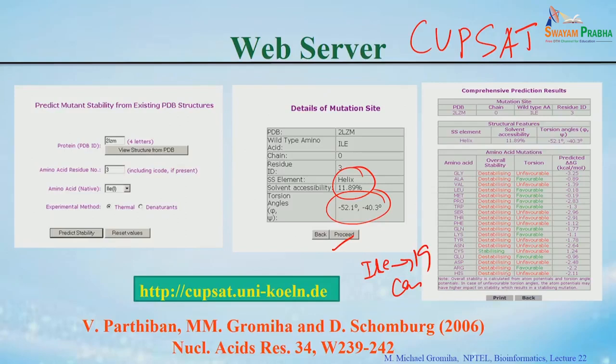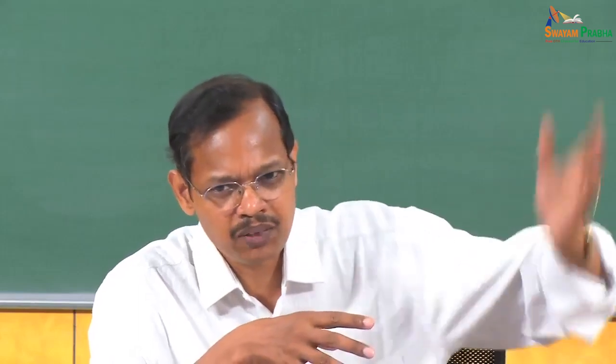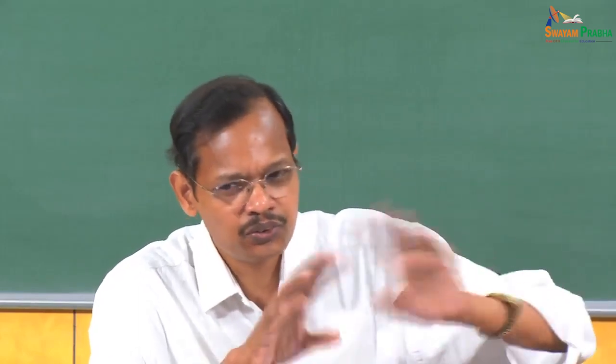And here the overall stability was stabilizing and destabilizing, torsions favorable, non-favorable. And you can see the predicted delta delta G. So, in one stretch you can get all the values for all the 19 mutations. This case requires the structure, because we need to calculate the distance potential and the torsion potentials. Based on that, they check the available database and then see how they are attributed in terms of distance and torsion potentials, and we can get the delta G values.